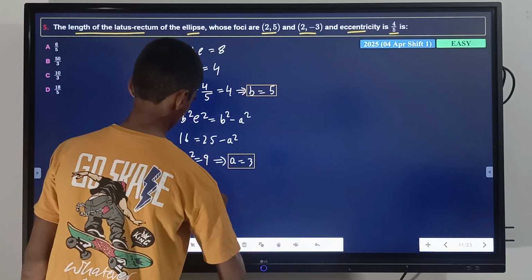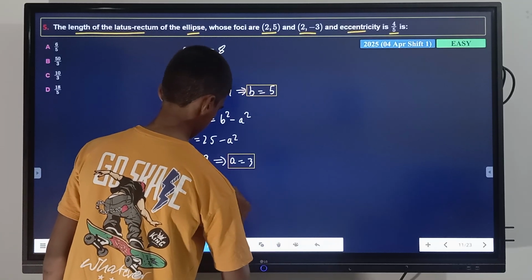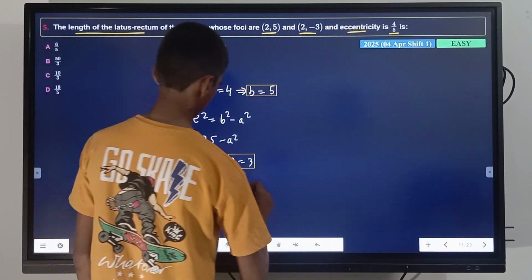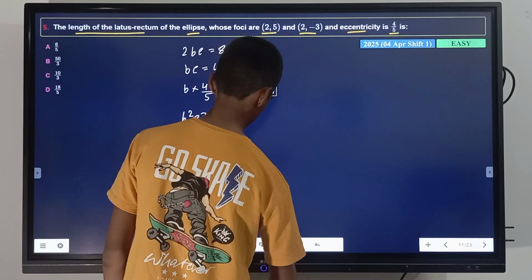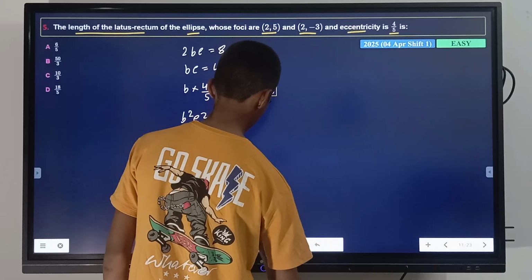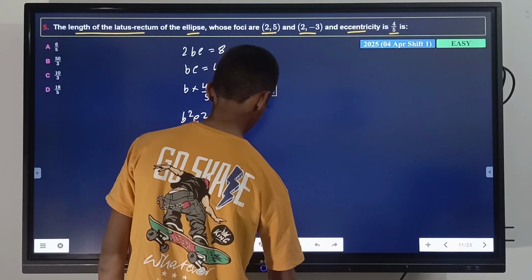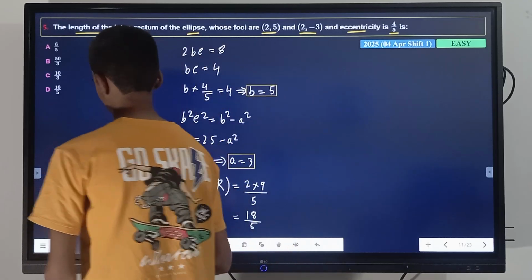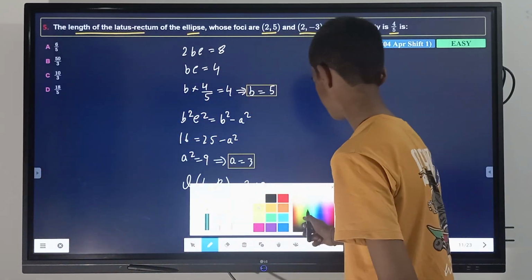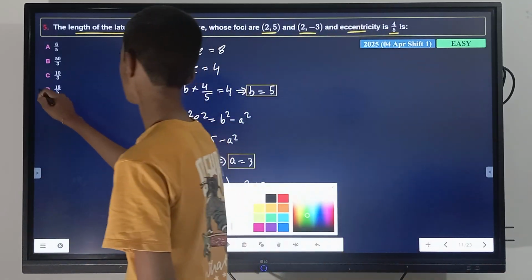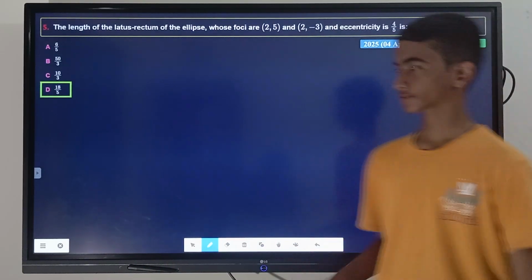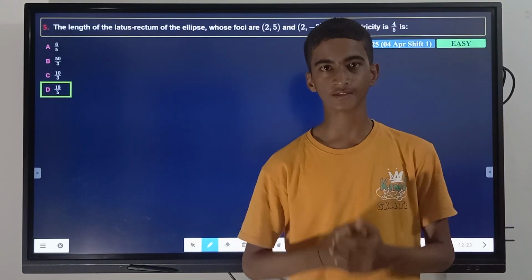So our length of latus rectum is equal to 2 times a square upon b, 2 times 9 upon 5. This is equal to 18 upon 5. From here, our answer will be option B. And here is our solution, and we can see that our answer is correct.